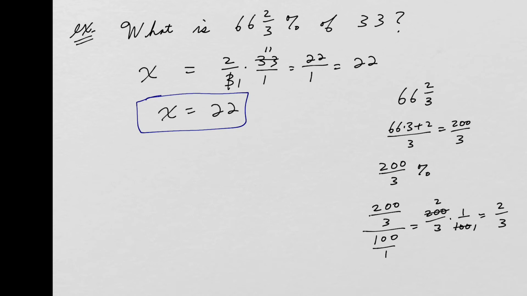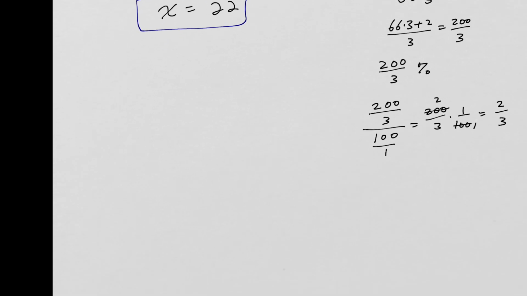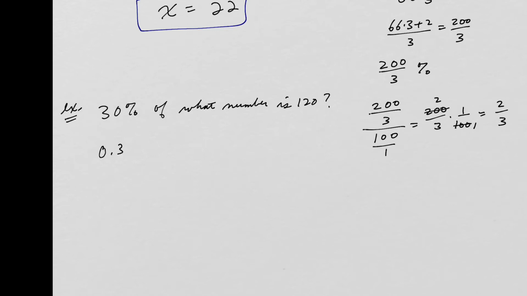Okay. How about this? 30% of what number is 120? So again, translate. So here we probably do want to write it as a decimal, so that'd be 0.3 or 0.30. Of means multiplication. What number, right, that's going to be our variable. What number, so we'll call it, say, x. So this will be x equals 120.